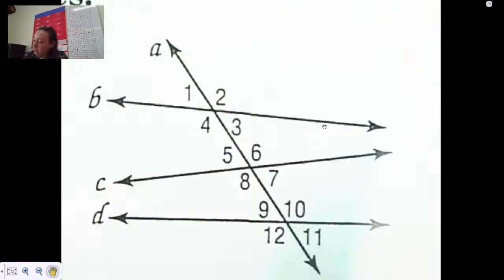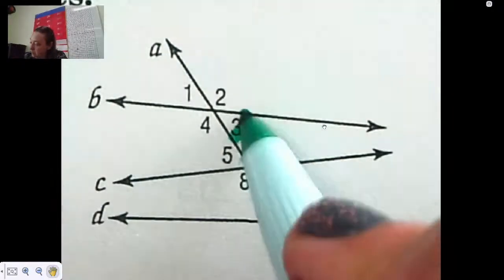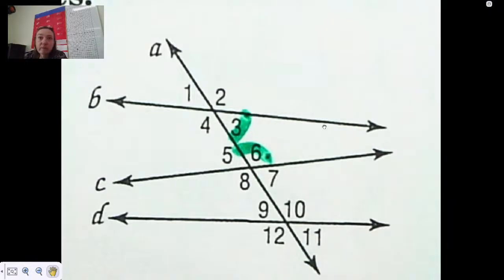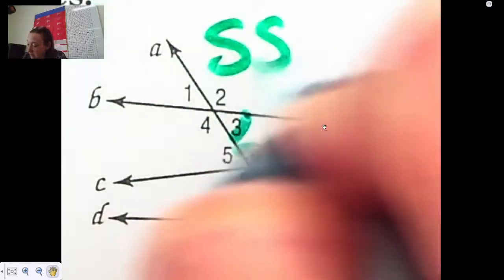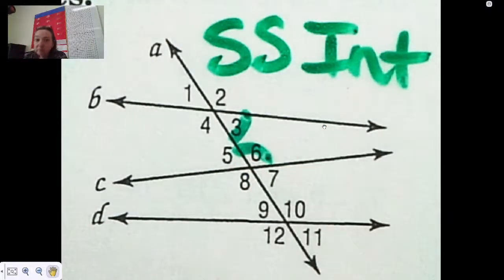Okay. What about 3 and 6? Consecutive or same side interior. Yes. Consecutive or same side interior. So we can say same side interior. Right? Same side interior.